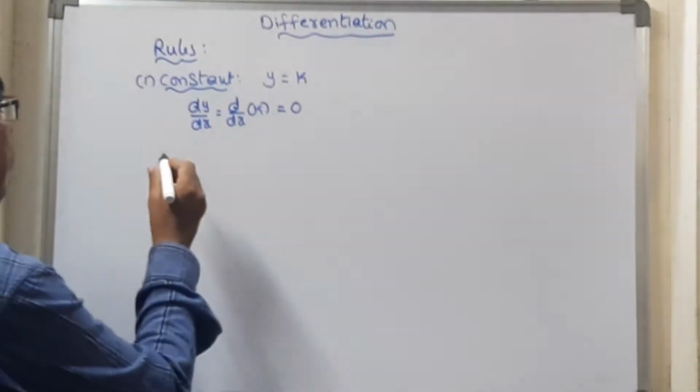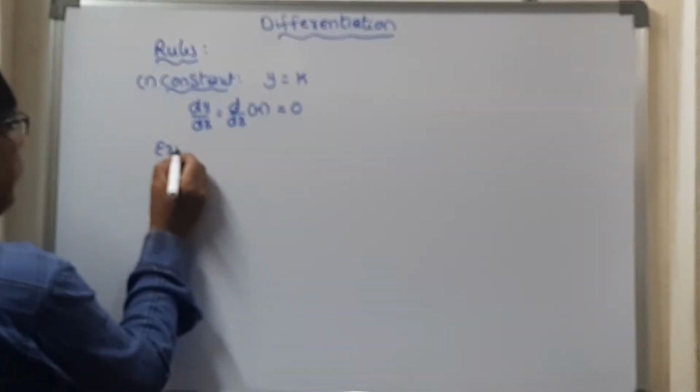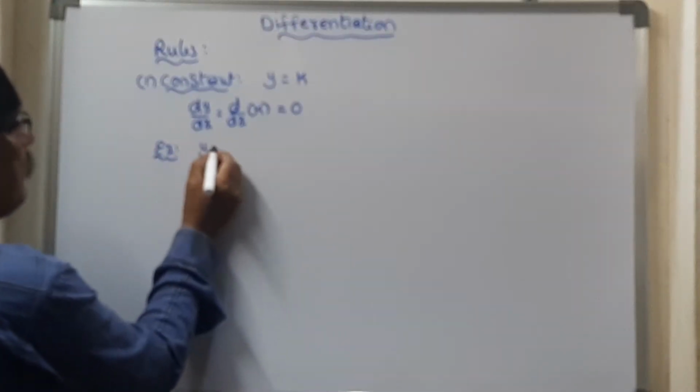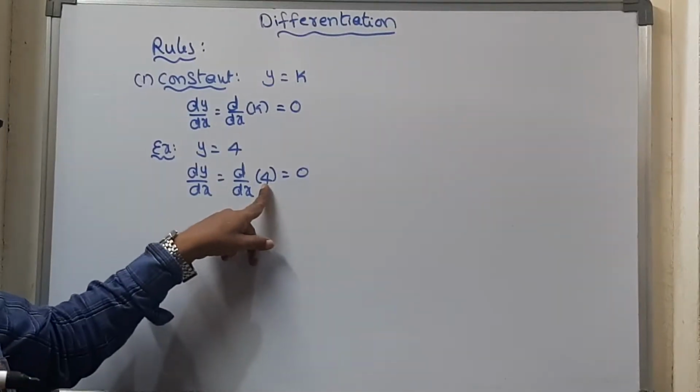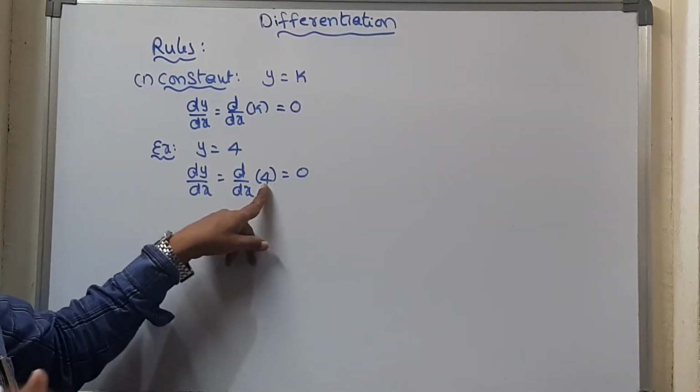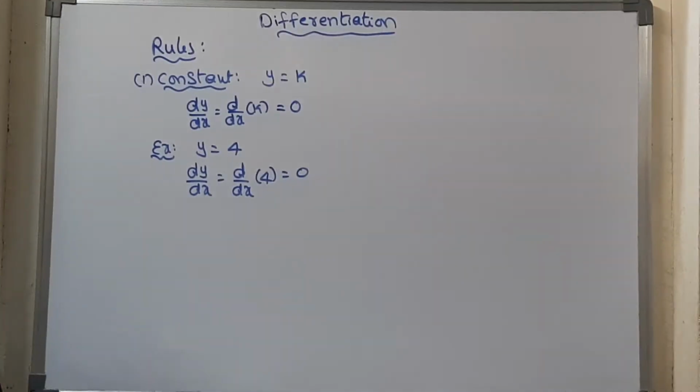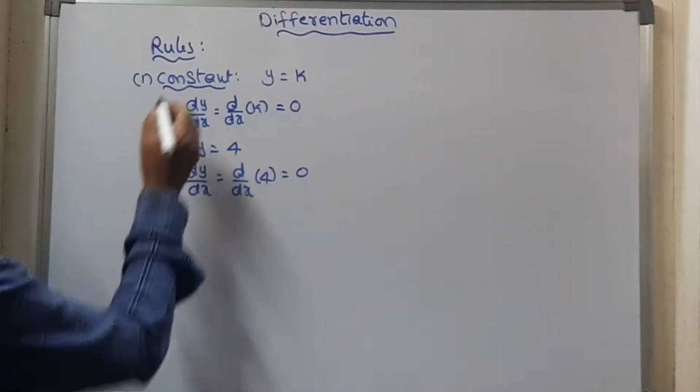What is an example we can take? One more example now let us take. If y is equal to, let us take any number, 4. And what will be now? Dy by dx is equal to d by dx of 4, that is equal to 0. Because 4 is a number which is a constant. So all the constants' differentiation is 0. Now let's go, constants completed.